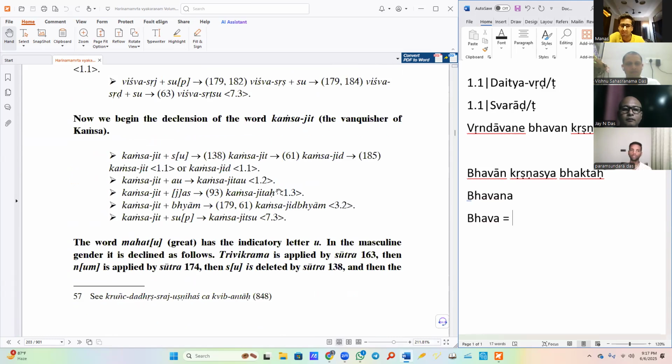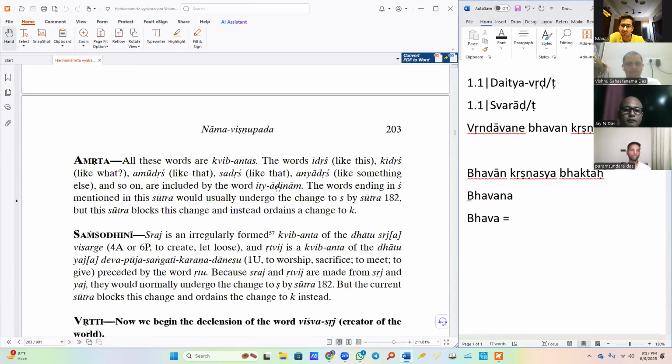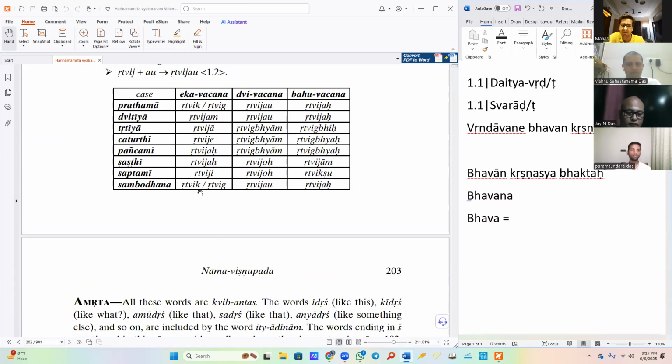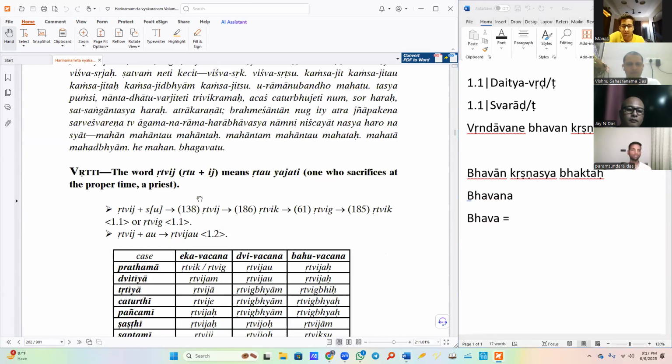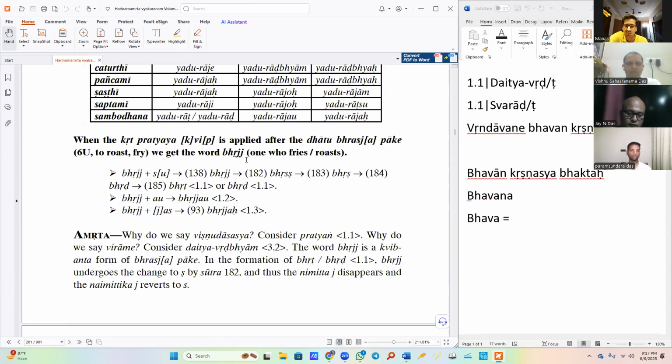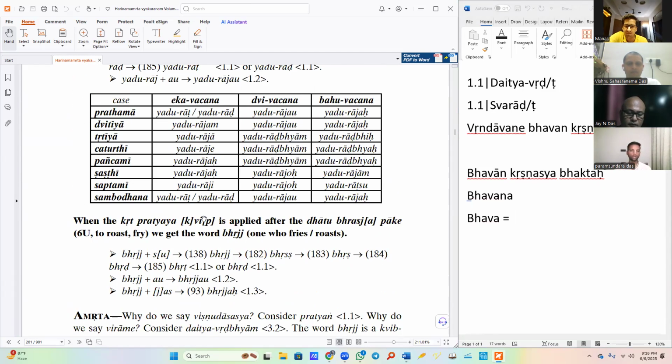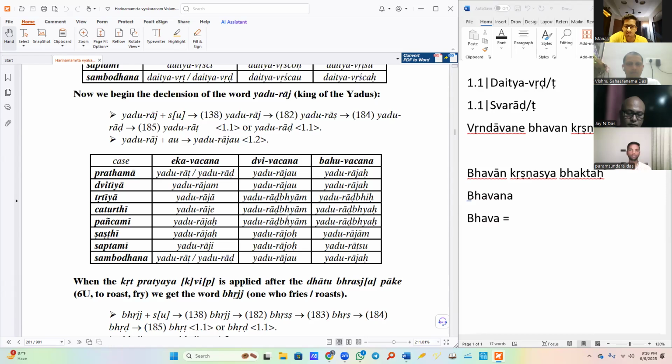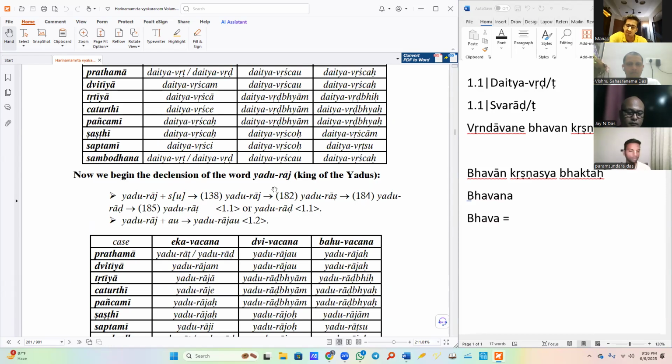We use Swarat only in Sambodhana or in one more. See, in Sambodhana, Ritvik, Ka, they have not used Ritvich. It's not compulsory that we have to use the root word somewhere. No, it depends. See, Yadurat, it's not Yaduraj. Yeah, so like that.